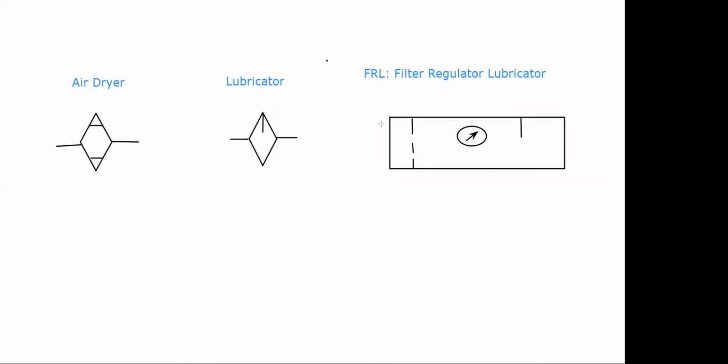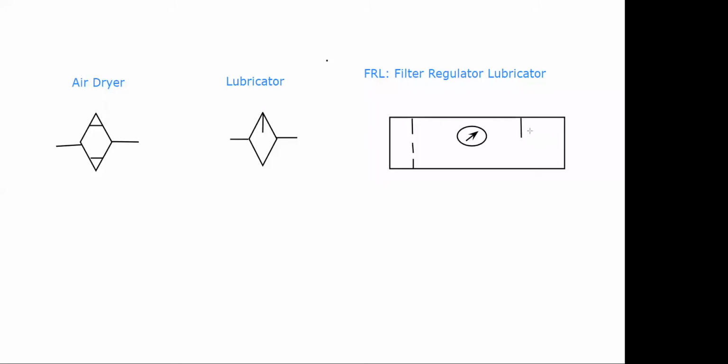Okay, so what is the function of the filter? The function of the filter is to remove any foreign material which comes with the air while the compressor absorbs the air. And what is the function of the regulator? The function of the regulator is to regulate the pressure of air inside the compressor. And what is the function of the lubricator? The function of the lubricator is to add some lubricating oil into the flowing air.